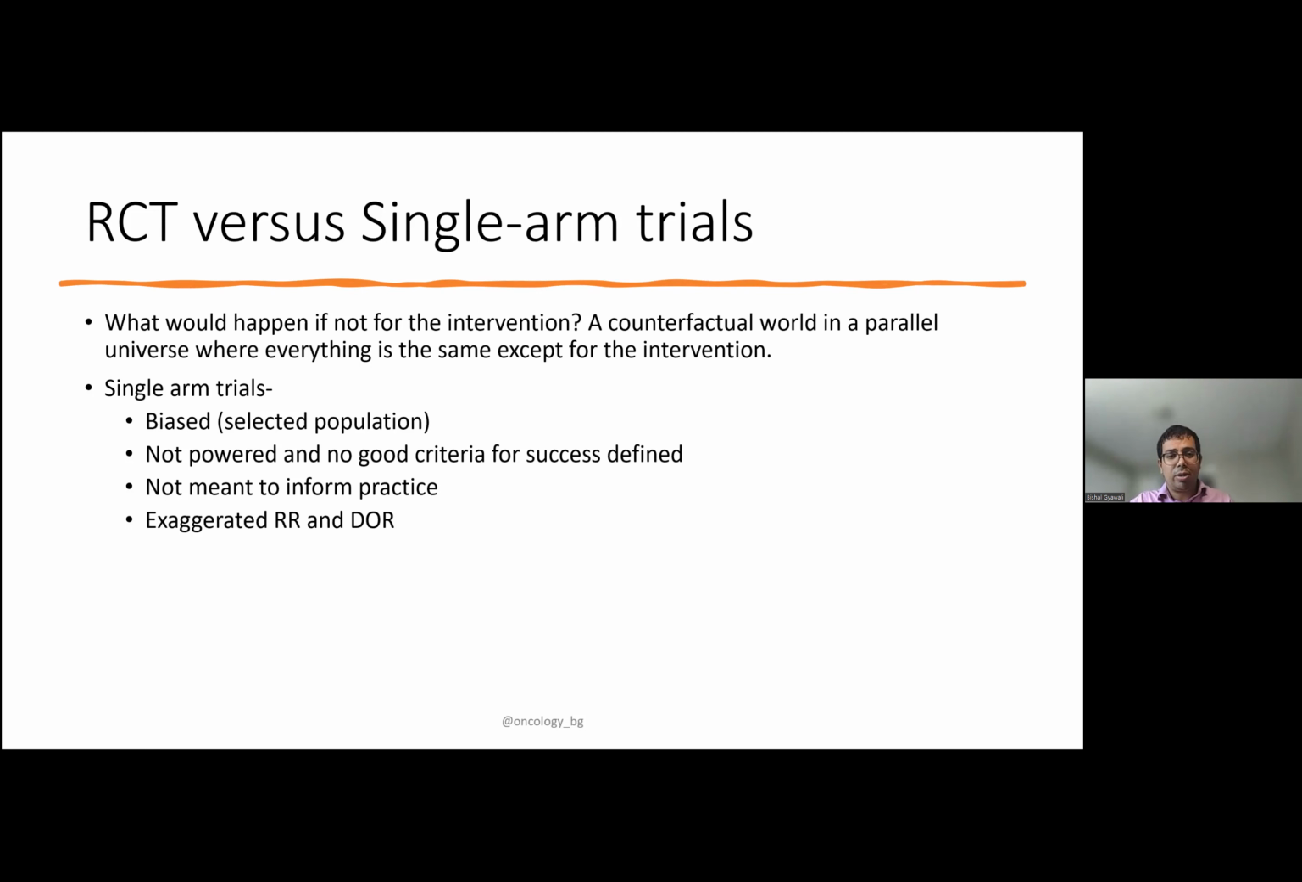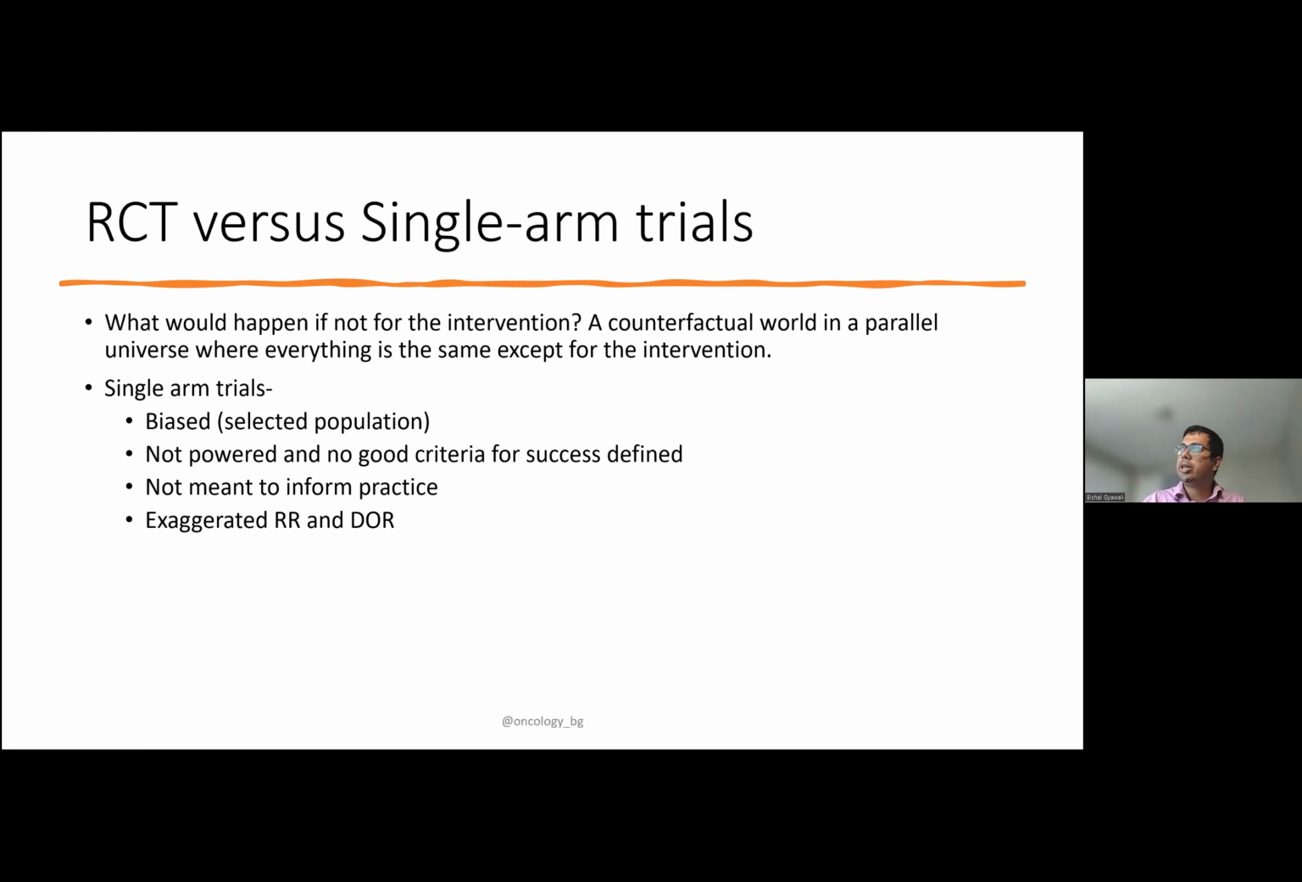These single-arm trials are not powered, and there is no good criteria for success. For example, you'll see several of these drugs approved on the basis of single-arm trials and response rate. You'll see that there is a drug that gets approved on the basis of a response rate of 20%. Another drug, 25%. There is another drug with only an 18% response rate that also gets approved. So what is the benchmark for success? What percentage of response rate are we going to consider success? We don't know that. And single-arm trials are actually not meant to inform practice.